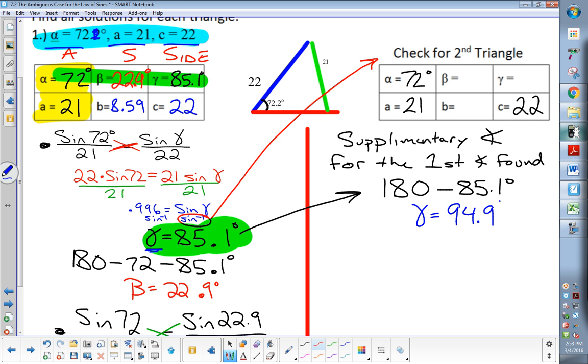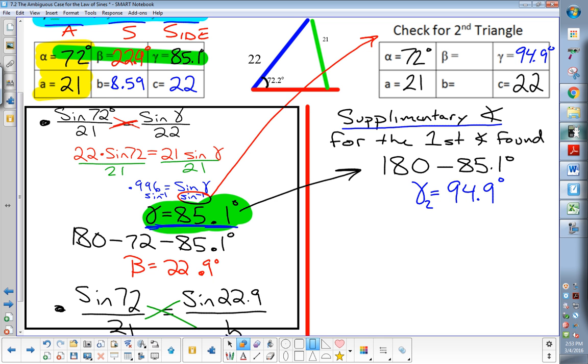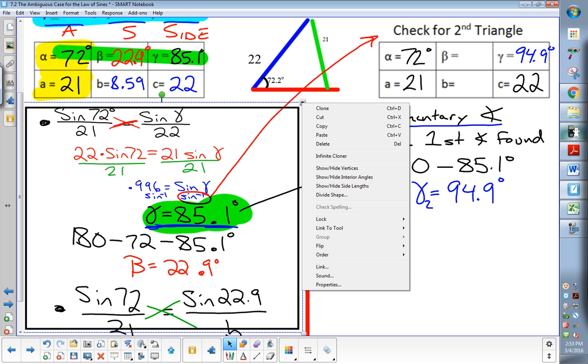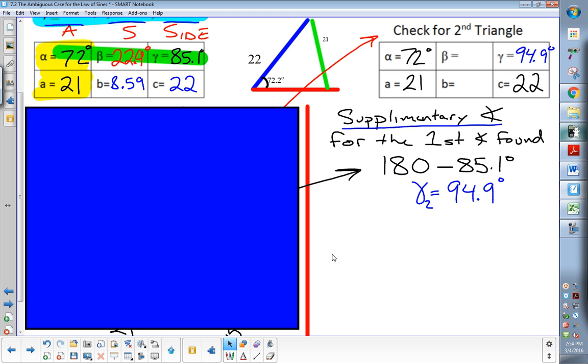94.9. I like to call this one gamma 2, meaning it's like the second version. It just helps me to remind myself. Okay? 94.9 is what the other option is. Once we've stolen this angle that we found first and did the supplementary part, I really don't care about anything else that we solved for at the beginning. All of this stuff over here now is meaningless to me in terms of solving this problem. So I'm really going to make it go away because I don't care anymore. Here's all the information I need up here in that chart.